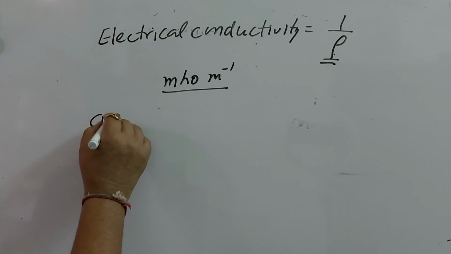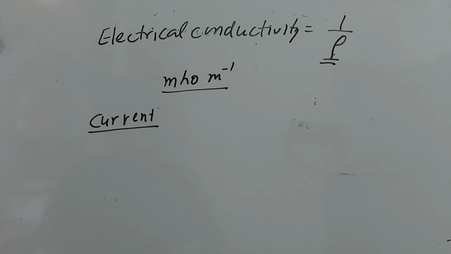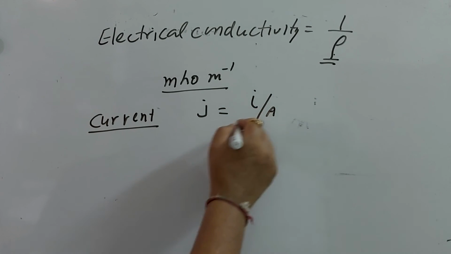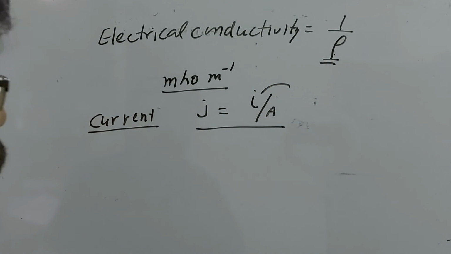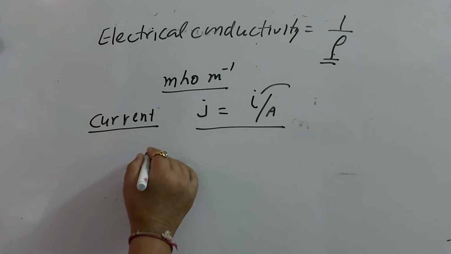And current density is another term which is used. Current density is represented by J, and this is equal to I by A. I by A means the current flowing through unit area, when the area is kept at right angle to the direction of flow of current.